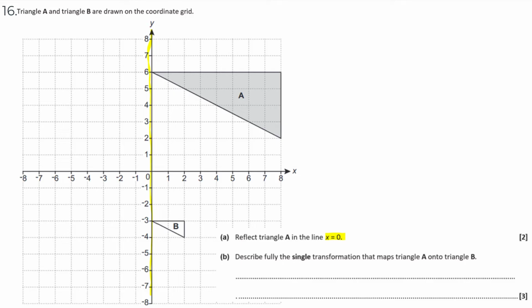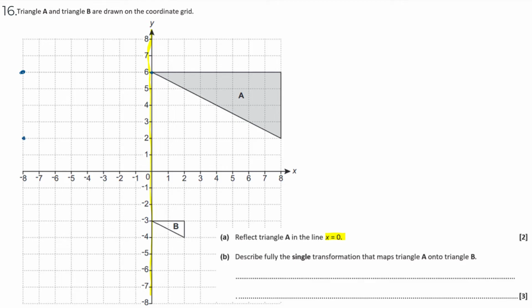Okay, so this point on the tip of triangle A is already on the mirror line, so it's 0 squares away, so it's going to stay invariant, isn't it? It's not going to move. The other 2 points are 1, 2, 3, 4, 5, 6, 7, 8 squares away, so they're going to be reflected, and they're going to be 8 squares on the other side of the mirror line. So they're going to be here at minus 8, 6, and at minus 8, 2.